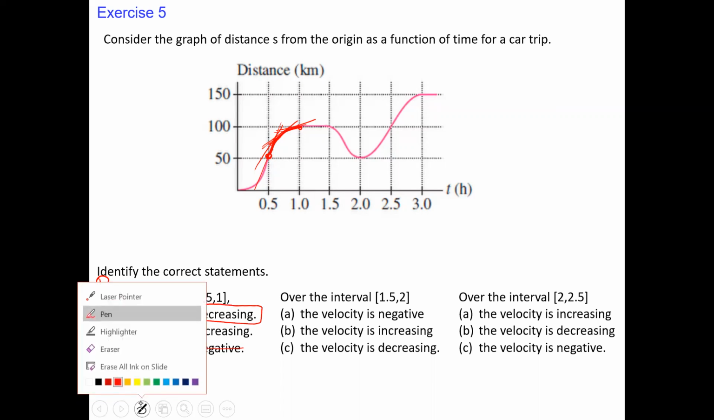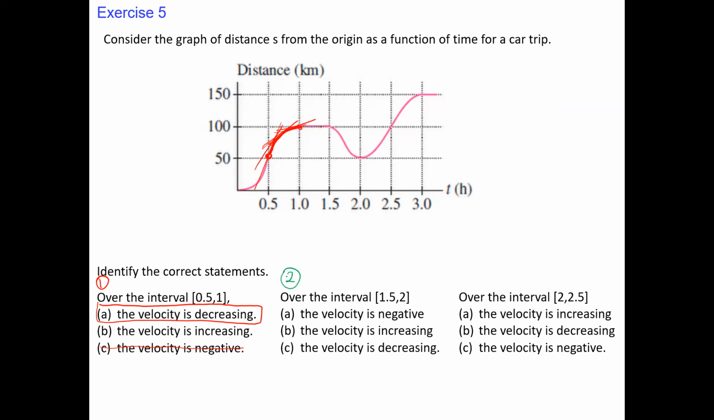Okay, now second, over the interval from 1.5 to 2. Oh, it's a little bit crazy because somewhere in the middle, the situation changes. But when we draw the tangent lines, tangent, tangent, tangent, not even thinking how they behave with respect to increasing, decreasing, they are definitely negative. Velocity, because the slope of the tangent is the rate of change, velocity is the rate of change, is negative.